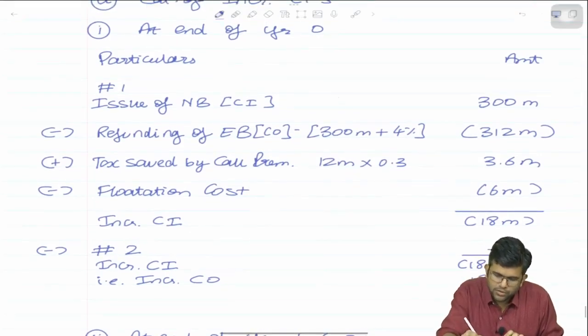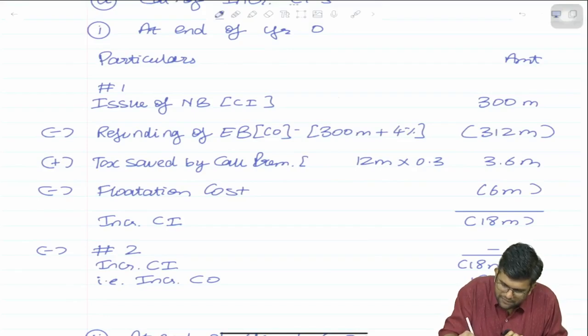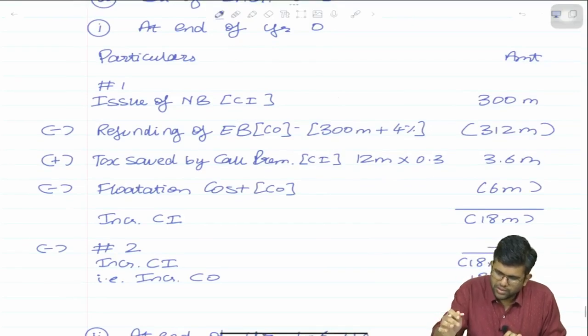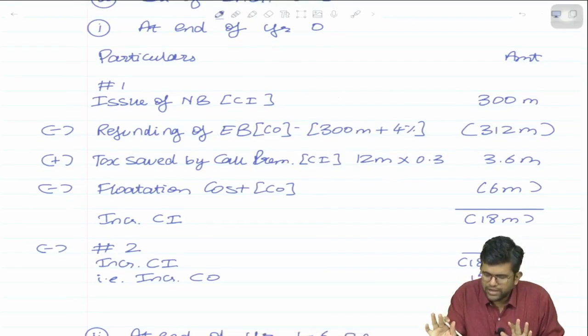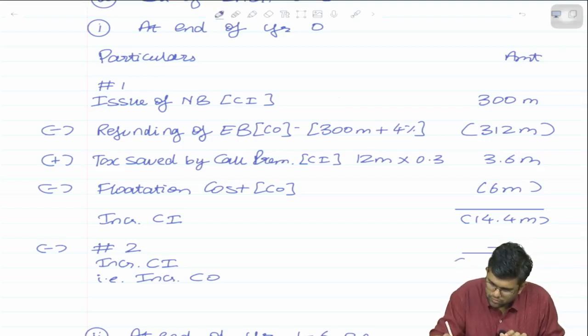All done. So this, I'll just take it here. This I will write CI. This is of course CO. So 3.6 will get added, no? So 18, 15, 14.4, na? This will become, someone just confirm, 14.4. Clear?